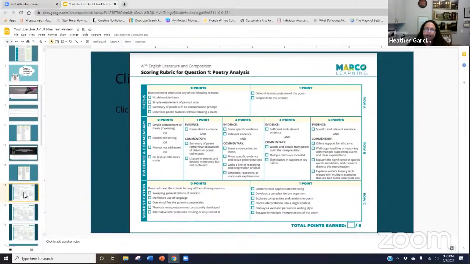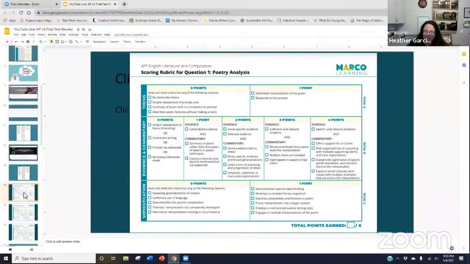And then looking at evidence and commentary, let's go straight to that 4-point column. So the evidence is going to be specific and relevant, and the commentary is going to offer support for every claim. It's going to be a well-organized line of reasoning, which means that it has a hub at the beginning, right? A thesis. It's going to explain the significance of specific words and details, which we saw on the chart. And it's going to explain the writer's literary techniques with multiple examples that are tied to interpretation, right? It's all fitting within that chart when we look at the rubric here.